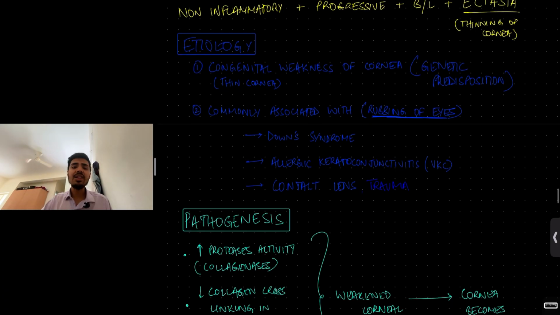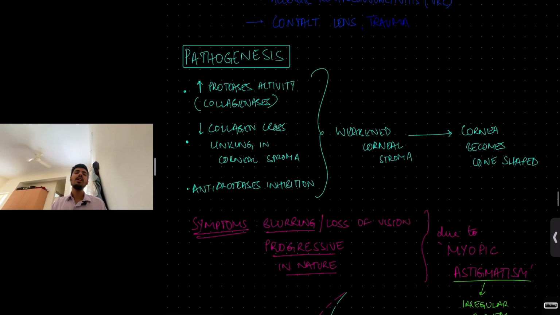When coming to pathogenesis, why does it happen? Basically, there is increased collagenase activity, decreased antiprotease activity, and decreased collagen cross-linking in the corneal stroma. So because of that, what happens? We have very, very weak collagen fibers in the corneal stroma, a weakened, very thin corneal stroma. So the cornea is very weak.